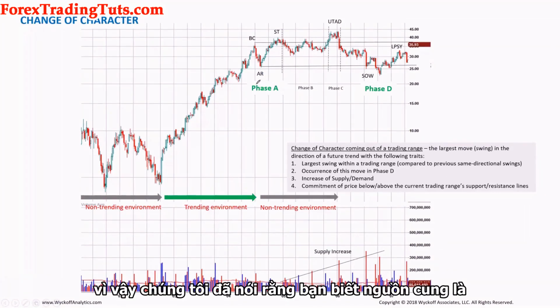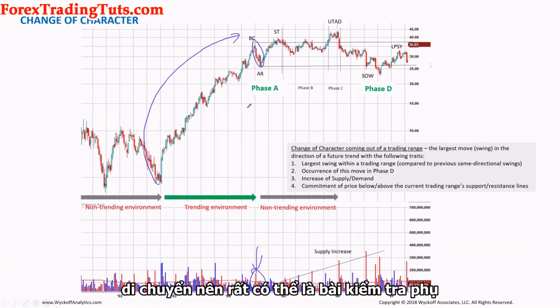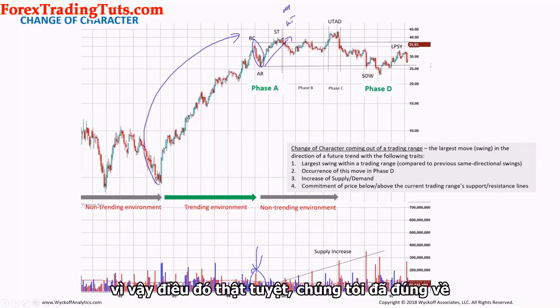So we said that supply was not that impressive, and the change of character was not that impressive either, relative to this whole move. So most likely the secondary test rally is going to produce some kind of upthrust situation with the higher high. So that was great. We were correct on that.